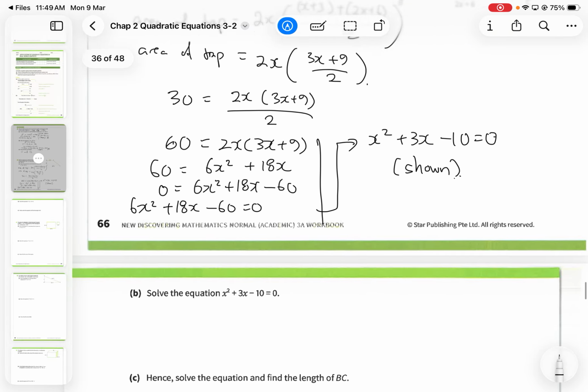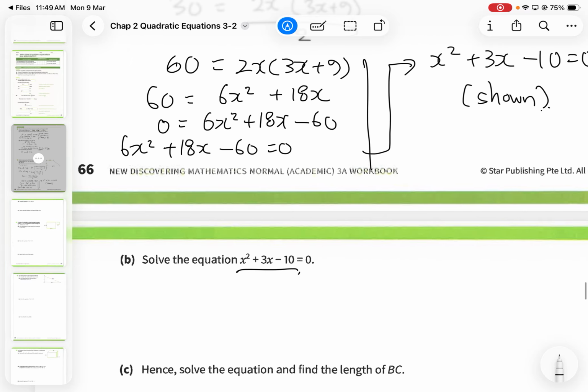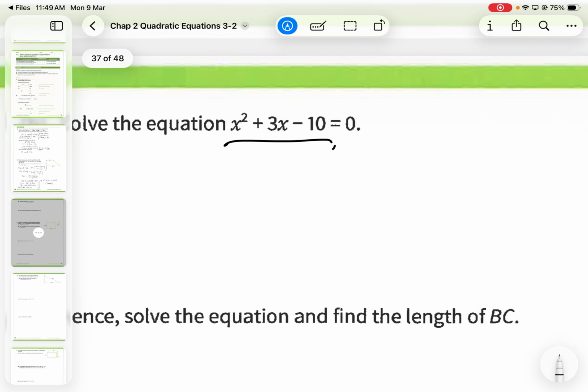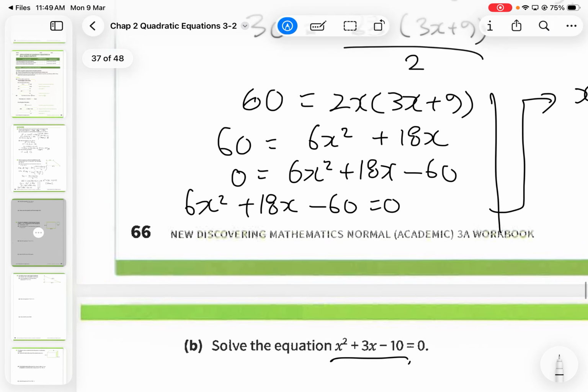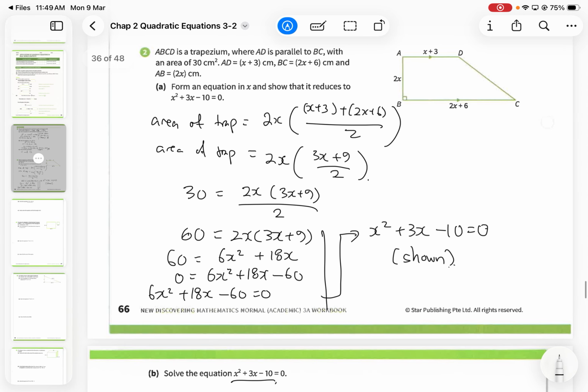Okay? Okay. Then part B, they say solve this equation, I can use factorization, I can use quadratic formula, but for this one I will say use factorization. Wait. Okay? Done? Gerald? Okay.